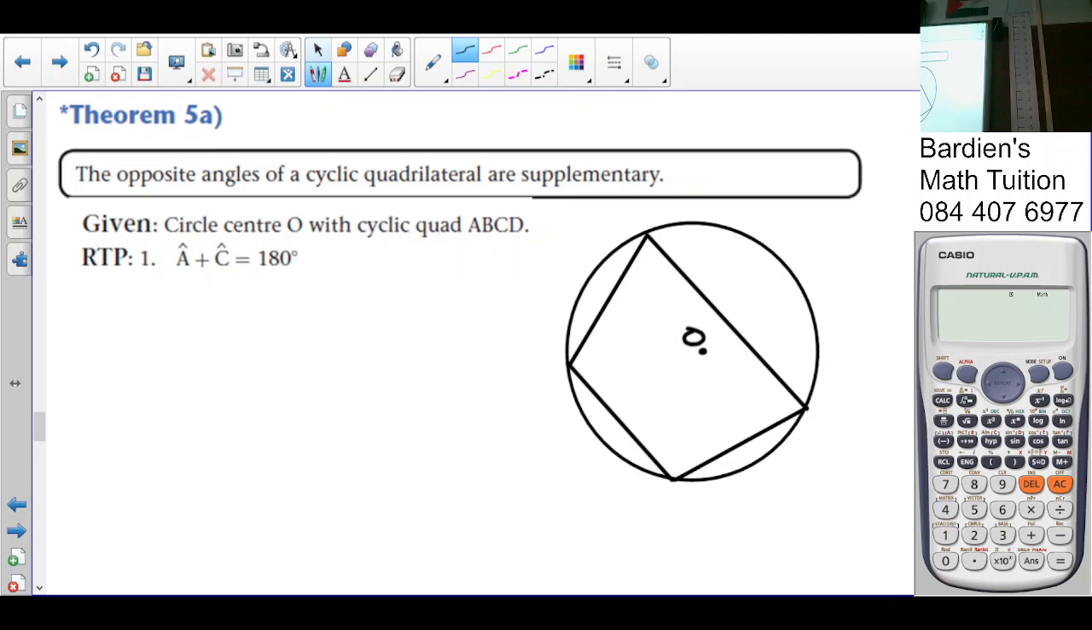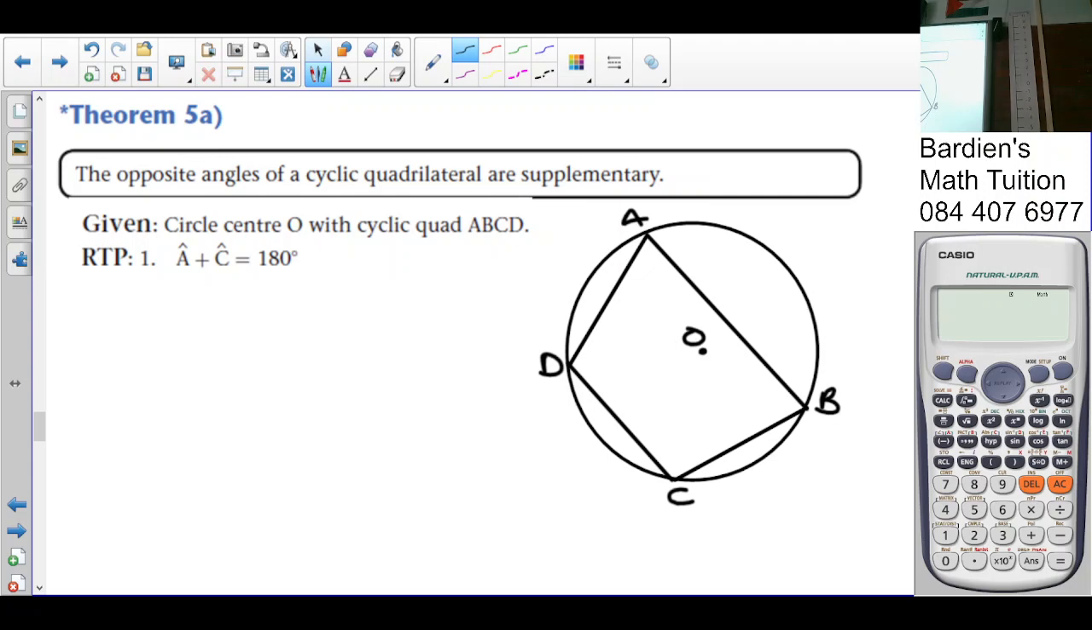Okay. So given circle center O with cyclic quad A, B, C, D. And here I see some of you thought your protractor is gone to waste. You're using your compass at least for once. So we are required to prove that angle A plus angle C is equal to 180 degrees.